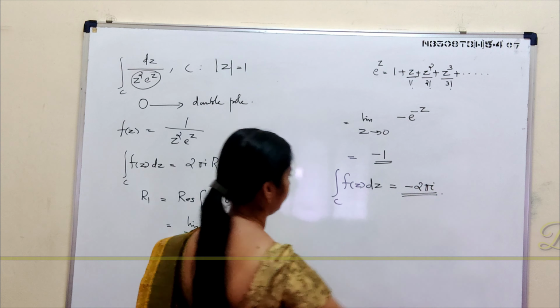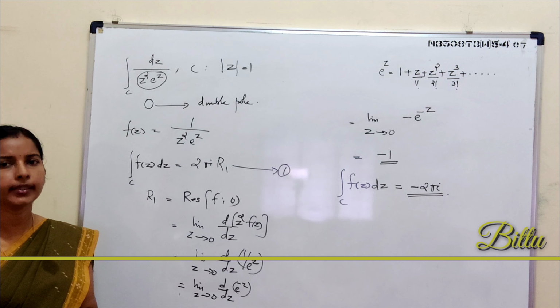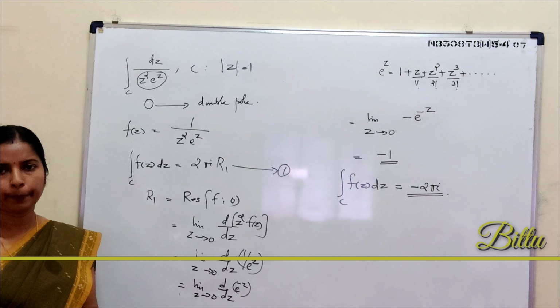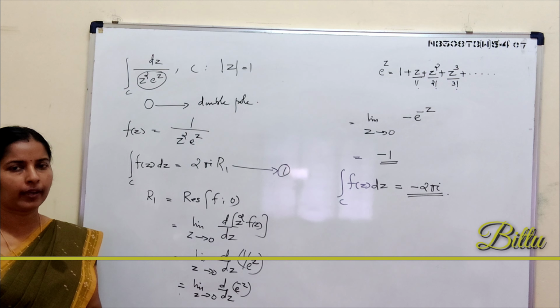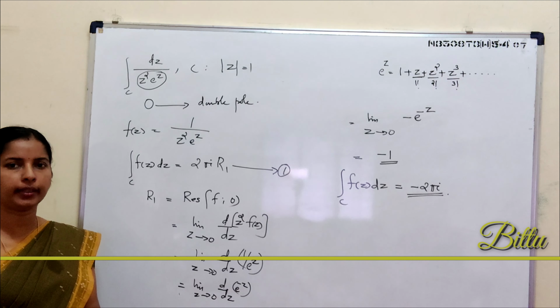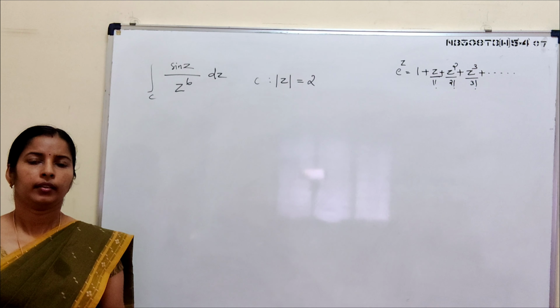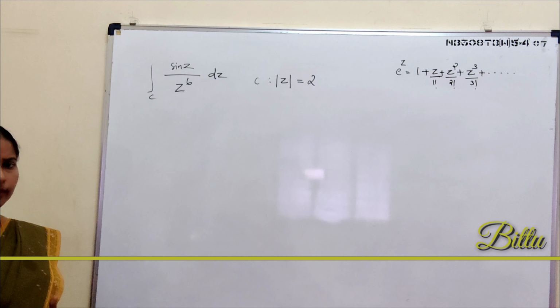In this question, you can also find the residue by Laurent expansion. See, for any singularity, you can find the residue from Laurent expansion, but in the case of poles, we have ready-made equations. Next, we will answer one more question.